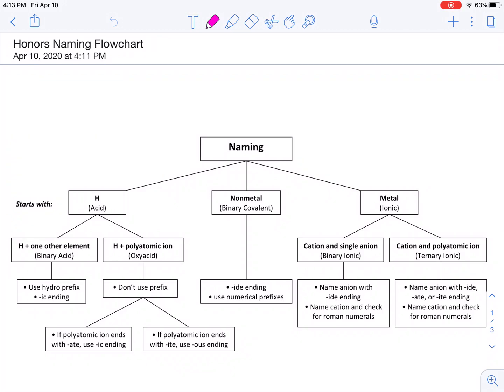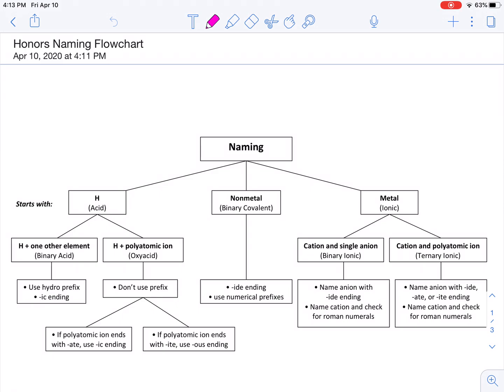Hi there. Let's get some practice today naming binary ionic compounds. Now, it may be wise for you to have out this flowchart in front of you. You can find it on Canvas within the ionic naming unit. We'll also give you a copy in class, but this might be really useful to have in front of you.